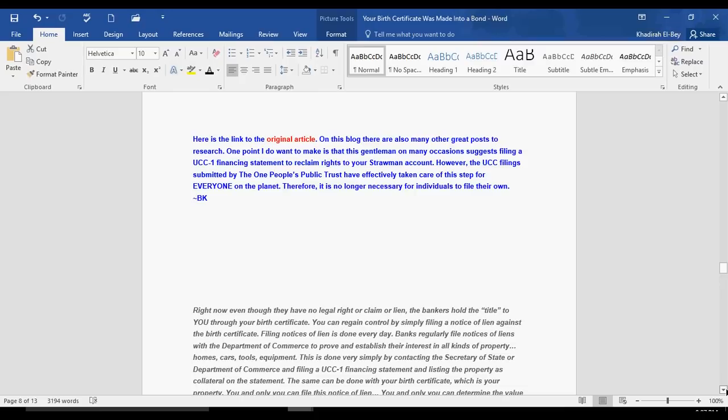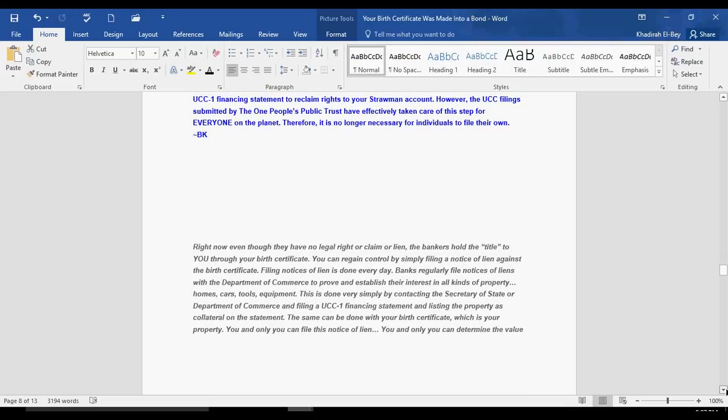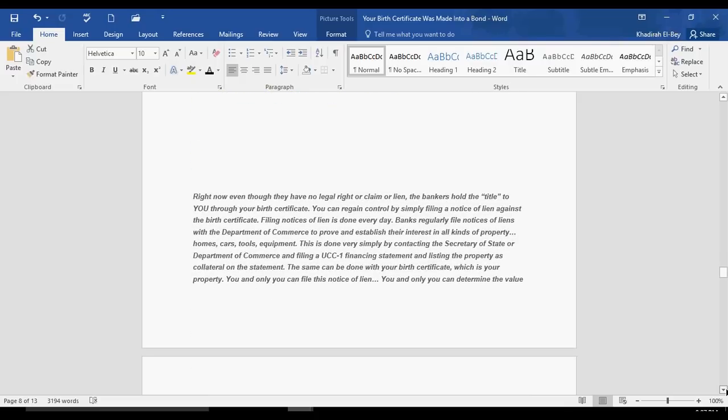Right now, even though there is no legal right or claim or lien, the bankers hold the title to you through your birth certificate. You can regain control by simply filing a notice of lien against the birth certificate. Right, filing a notice of lien is done every day. Banks regularly file notices of liens with the Department of Commerce to prove and establish their interest in all kinds of property. Homes, cars, tools, equipment.